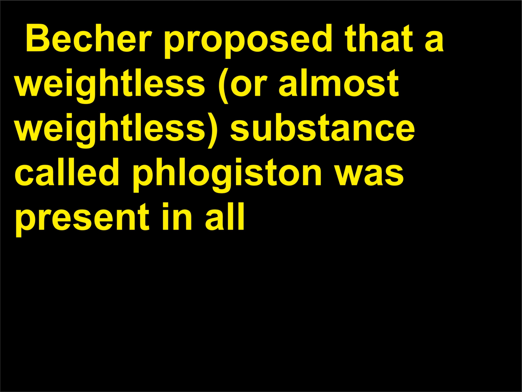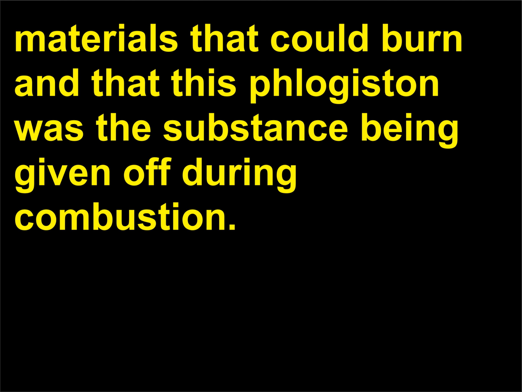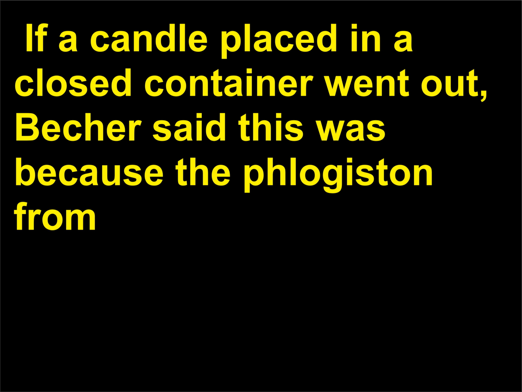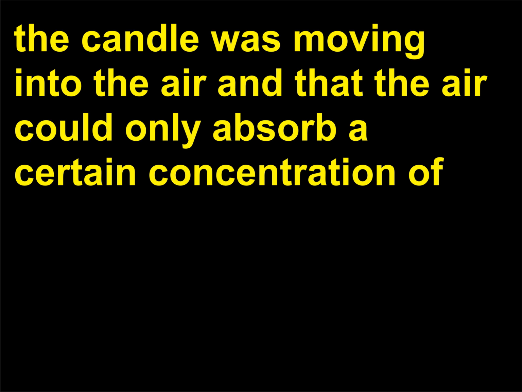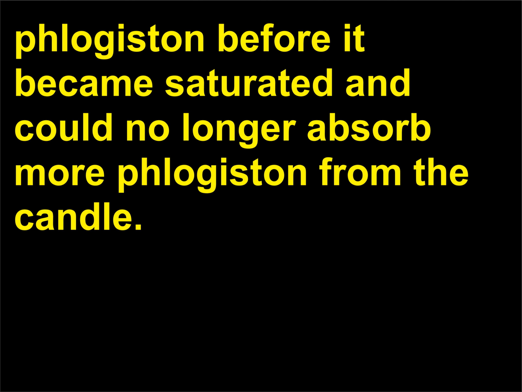Becher proposed that a weightless, or almost weightless, substance called phlogiston was present in all materials that could burn, and that this phlogiston was the substance being given off during combustion. If a candle placed in a closed container went out, Becher said this was because the phlogiston from the candle was moving into the air, and that the air could only absorb a certain concentration of phlogiston before it became saturated and could no longer absorb more phlogiston from the candle.